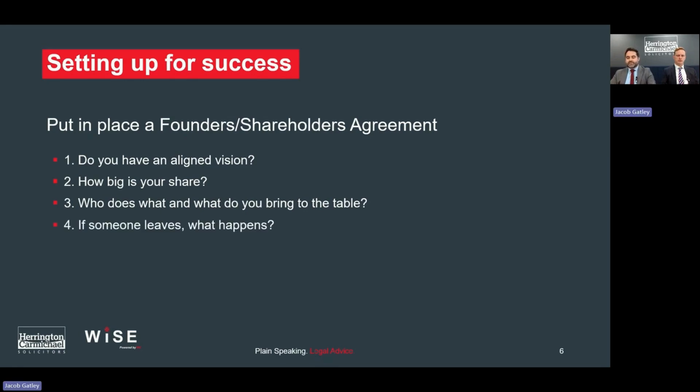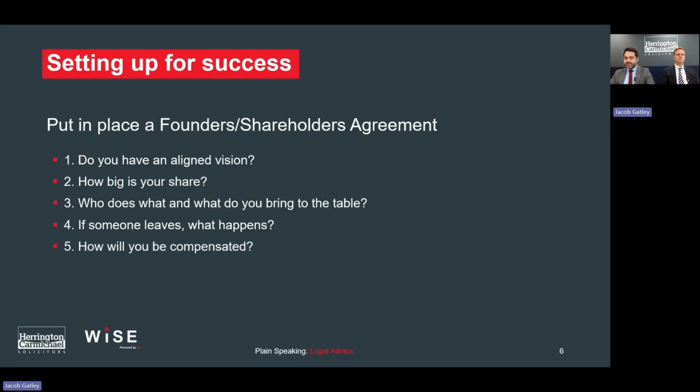4, if someone leaves, what happens? It's always good to be prepared for someone's exit, including your own. Should that co-founder's piece be split up evenly between existing shareholders or co-founders? Maybe there should be a right of first refusal for those shares. If that is the case, how much should a co-founder pay for those shares? These are some of the issues for you to think about.